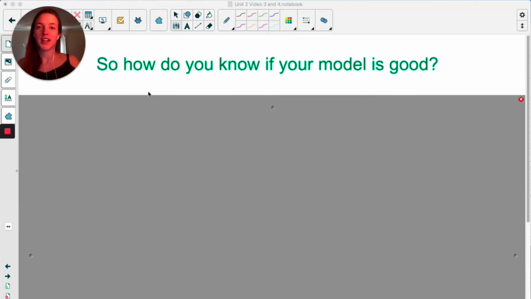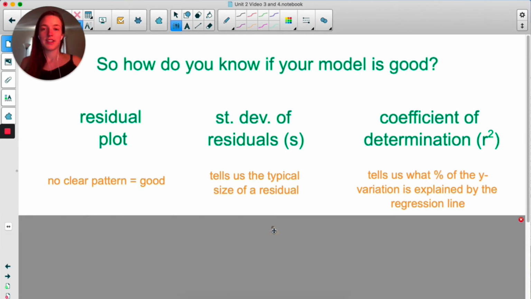Okay, so let's summarize. Let's go back to the original question. How do you know if your model is a good model? Here are the 3 different tools you can use to evaluate your model. You can use residual plots. Remember that you want to look for no clear pattern. If you see a scattering, a cloud of points with no clear pattern, you're good to go.